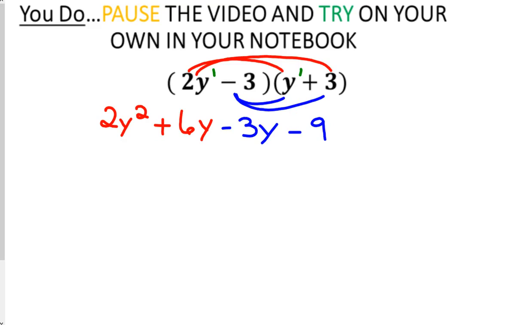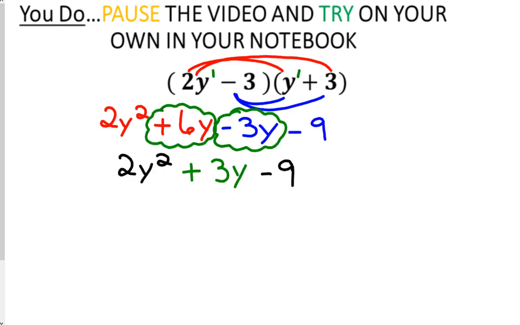Our next step now is to mark our like terms. So the like terms we had were 6y and negative 3y, and when we combine those we get a positive 3y, so this is our answer. Pause as needed so that you can make any corrections in your notebook. Make sure you identify any mistakes you've made so that you don't make those same mistakes moving forward.